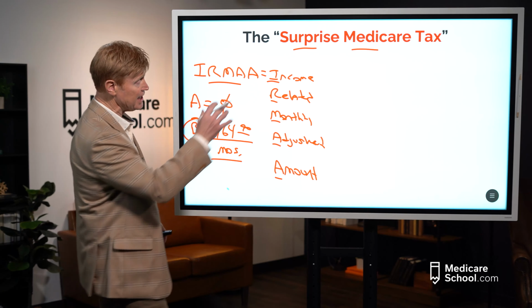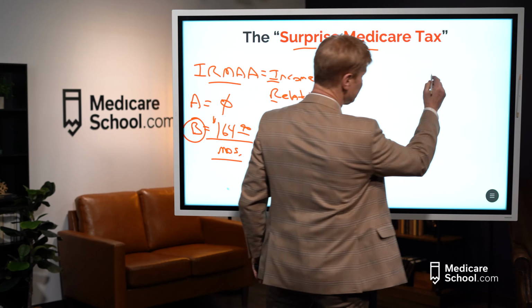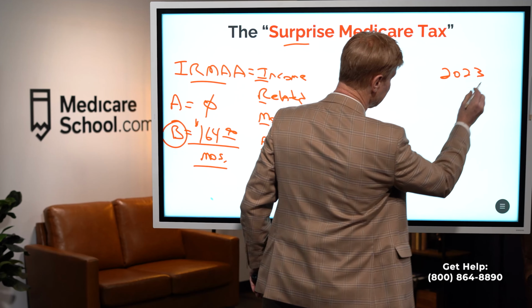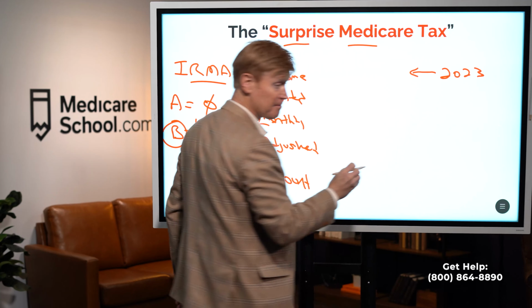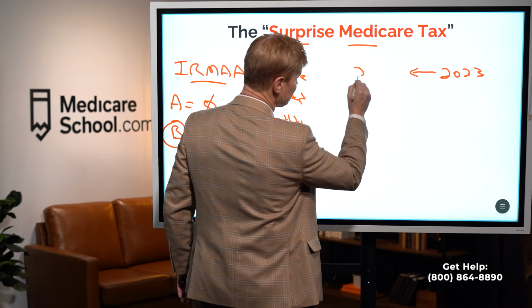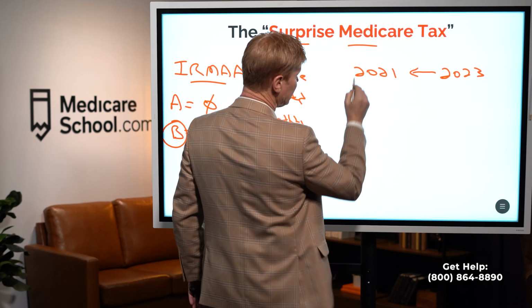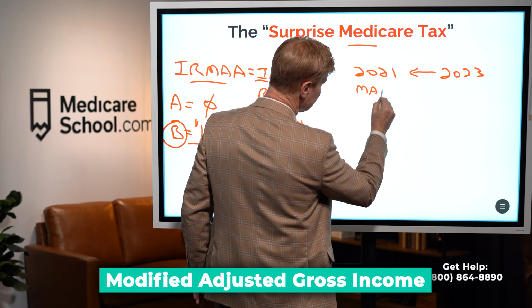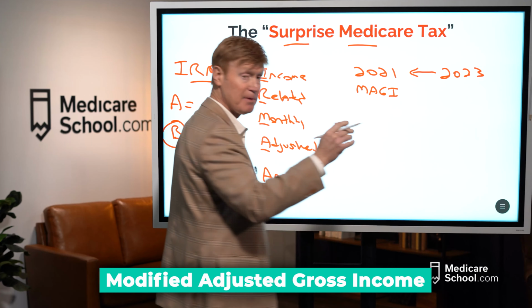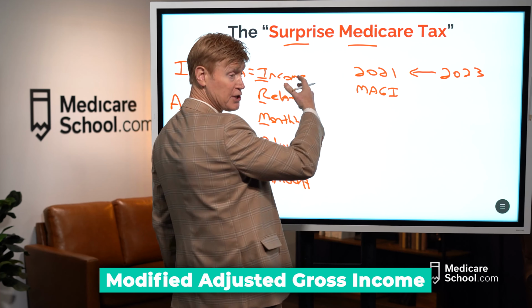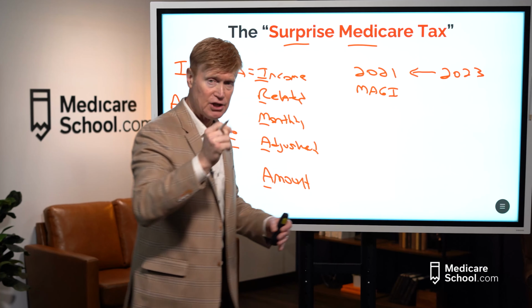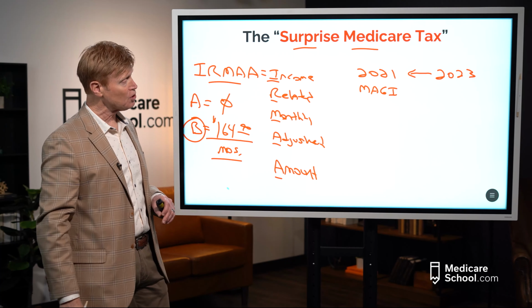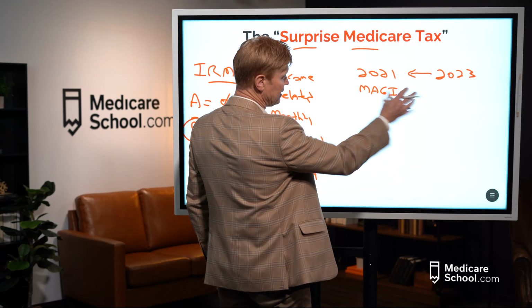So let me explain why I'm saying this is a surprise. So again, let's say someone starts Medicare in 2023. What the government will do is they're going to look back at their 2021, we call this modified adjusted gross income. If I'm on Medicare in 2024, they're going to look at 2022. So they do this every year to establish what our Part B premium will cost us. And so they always look back 2 years.